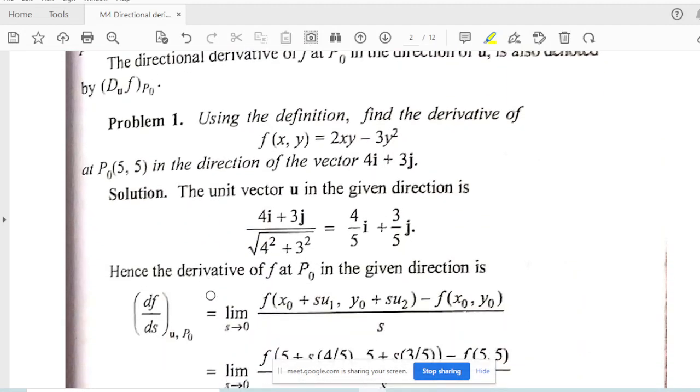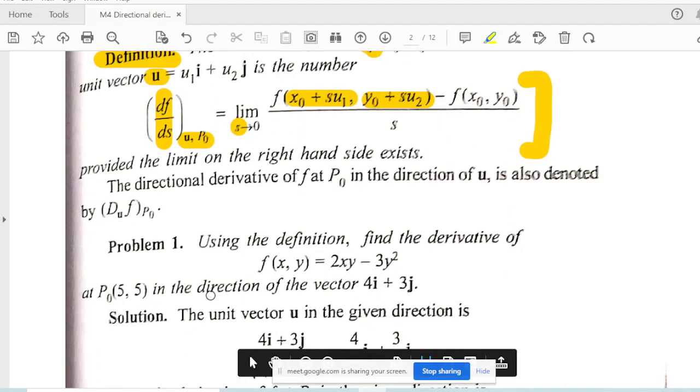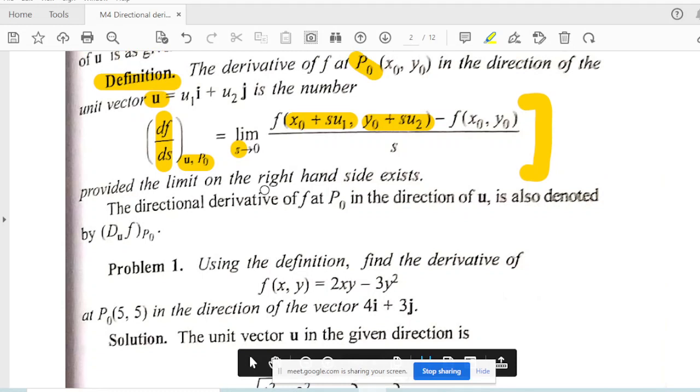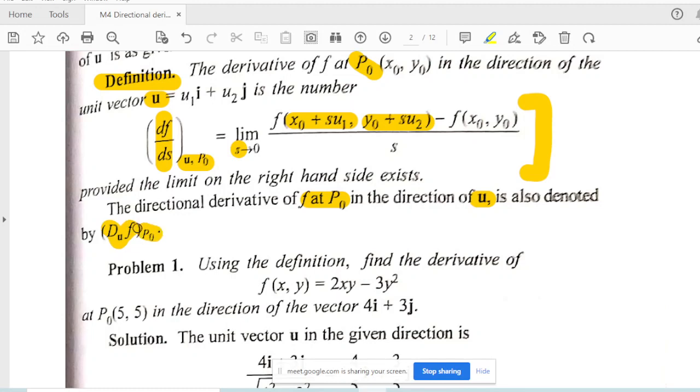The directional derivative of f at the point p naught in the direction of vector u is also denoted as capital D suffix u of f at the point p naught.